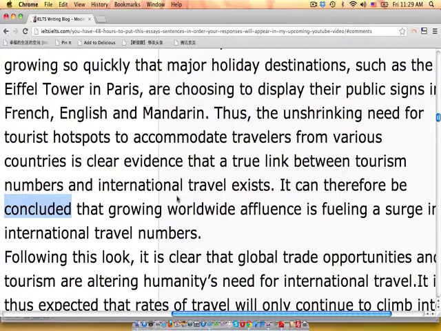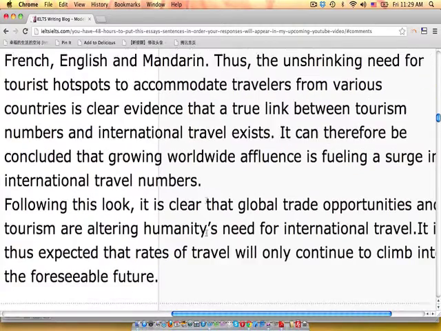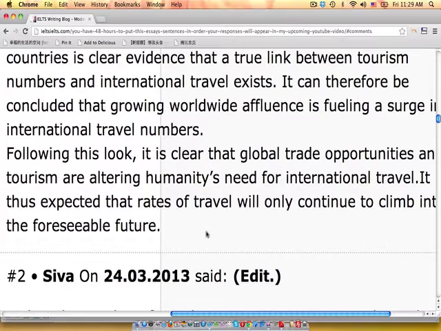So here we see, growing worldwide affluence, as we had talked about in this paragraph, is fueling a surge in international travel numbers. So tourism is linked to the growth of international travel. So we see the link between this paragraph and our thesis. Okay, now we get to the concluding paragraph. Following this look, it is clear that global trade opportunities and tourism are altering humanity's need for international travel.